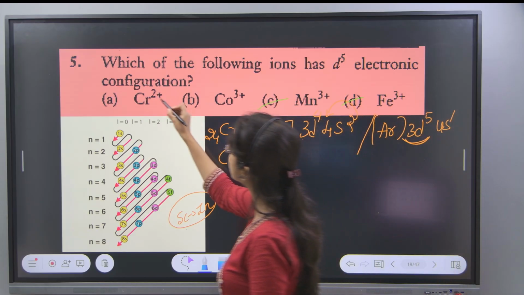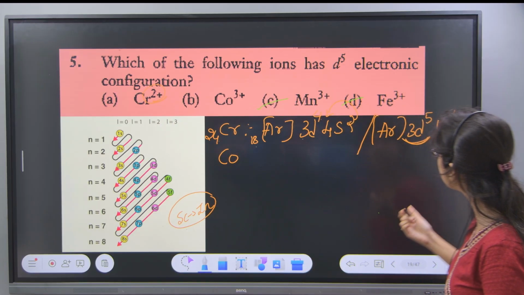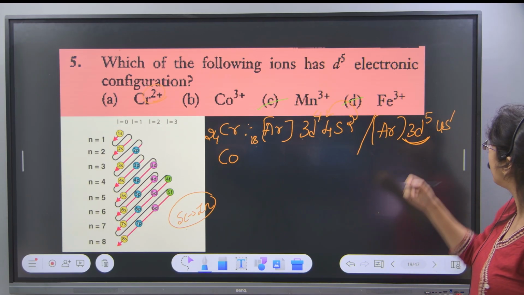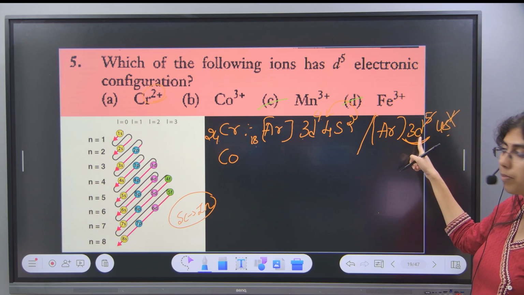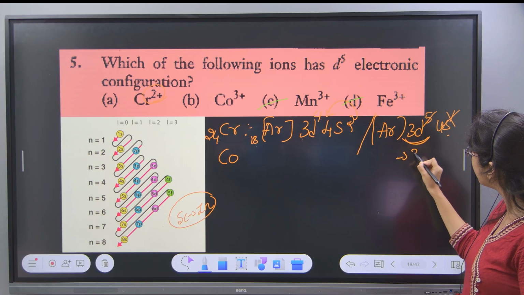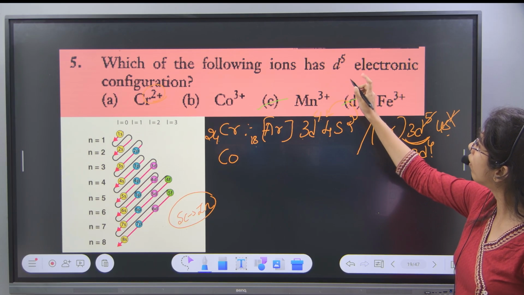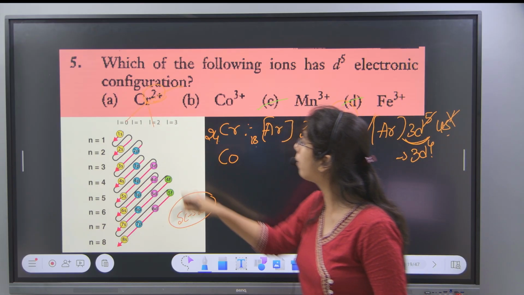But here they're asking chromium 2 plus. That means I have to remove 2 electrons. I will remove first this electron, and I will remove one more electron from 3d. I end up having 3d4. So obviously option A is not possible.